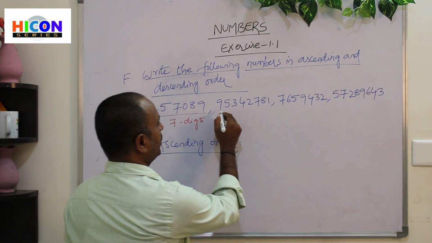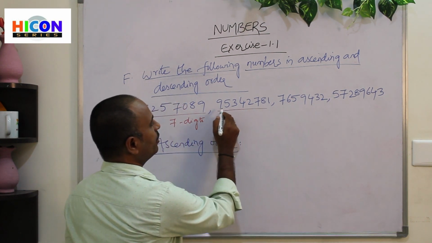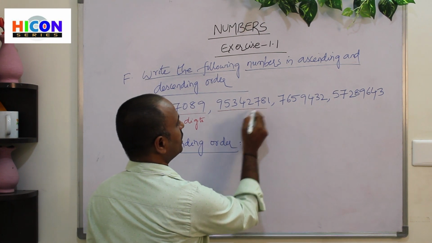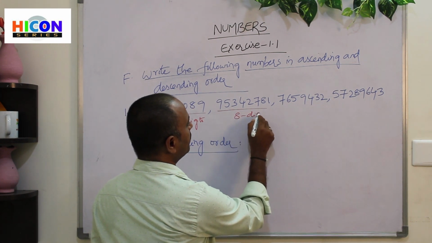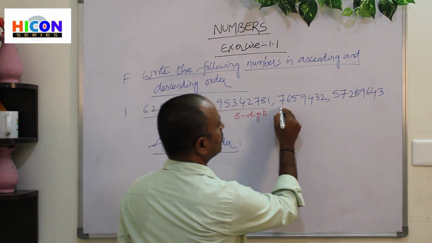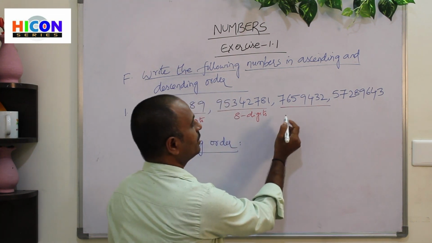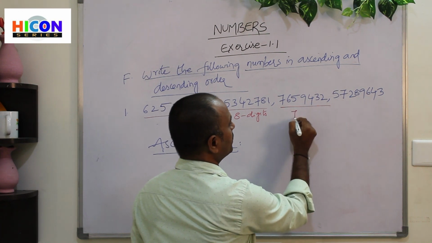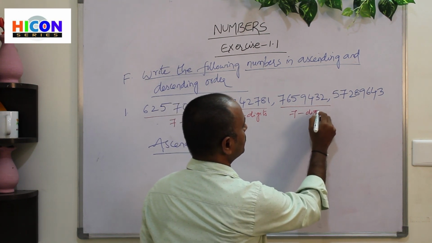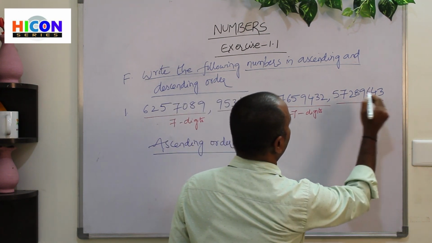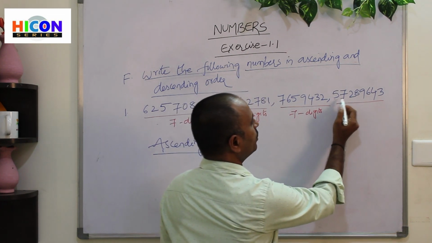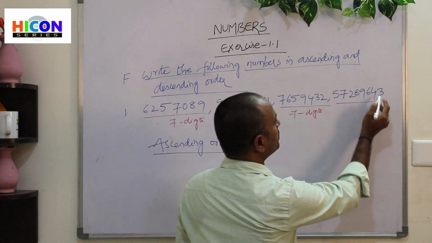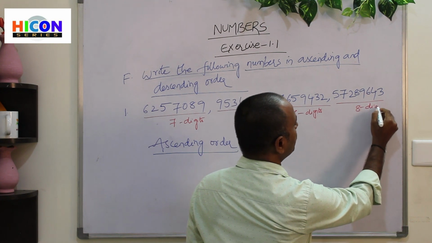So in the second number, how many digits are there? 1, 2, 3, 4, 5, 6, 7, 8. 8 digits are there. So in the third number, how many digits are there? Let us count: 1, 2, 3, 4, 5, 6, 7. 7 digits. In the fourth number, how many digits are there? 1, 2, 3, 4, 5, 6, 7, 8. 8 digits are there.